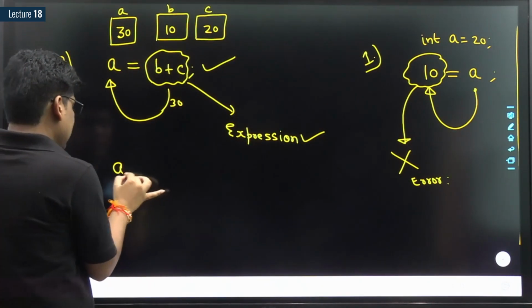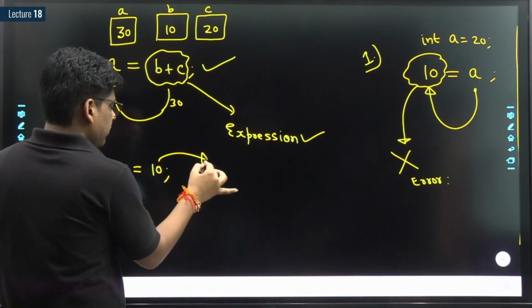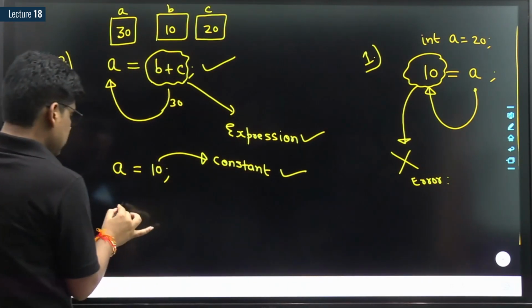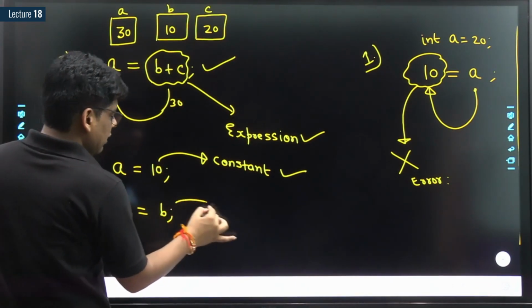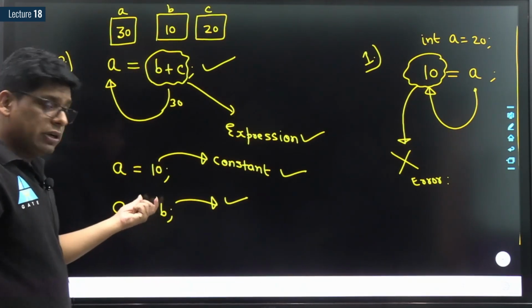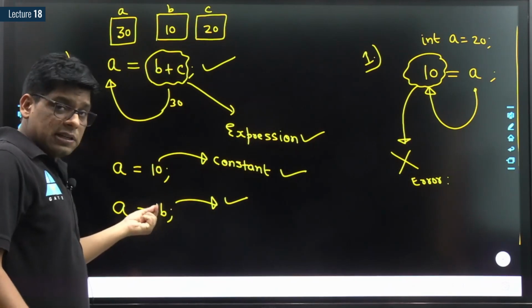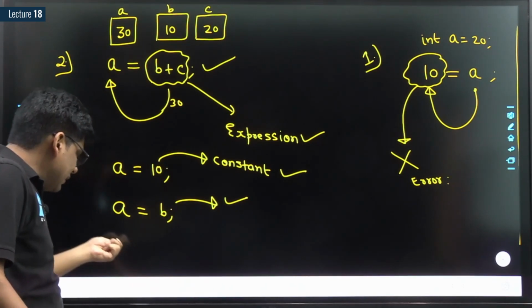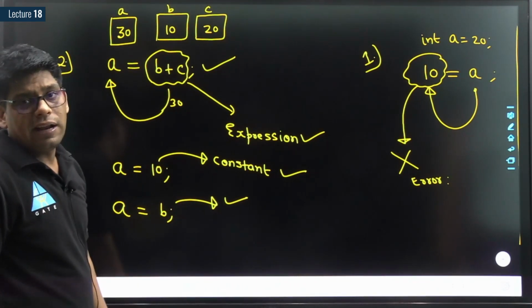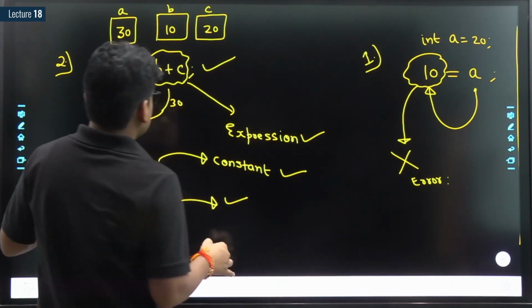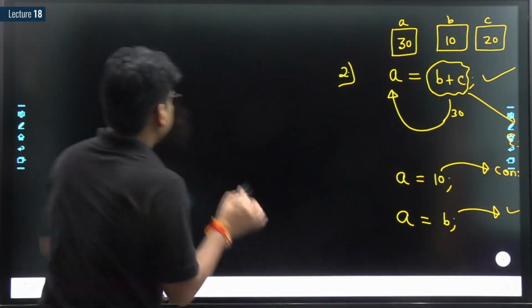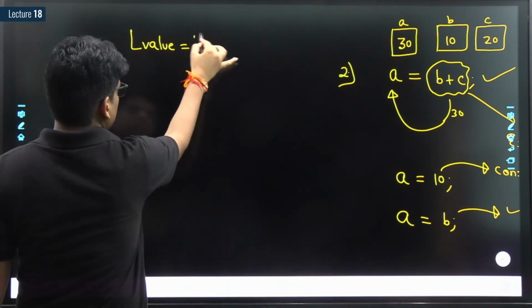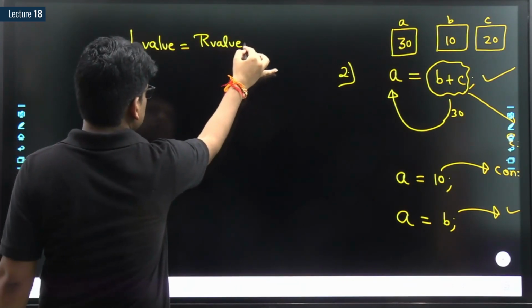Can RHS be a constant? Yes, sir. RHS can be a constant. Of course. Can RHS be a variable? Yes, of course. Whatever the content of B, we are trying to copy that. We are trying to assign that content inside container A. That means this is okay. Please try to understand. What is the correct syntax for an assignment statement?